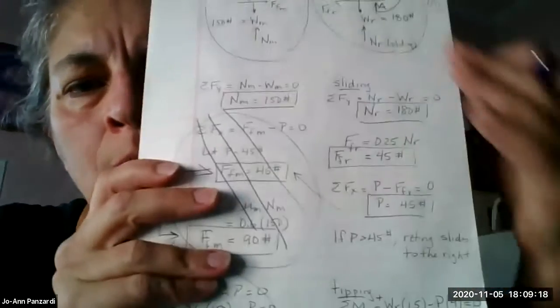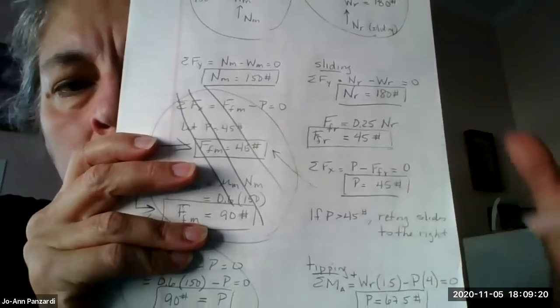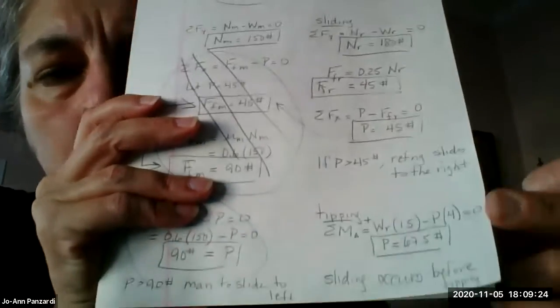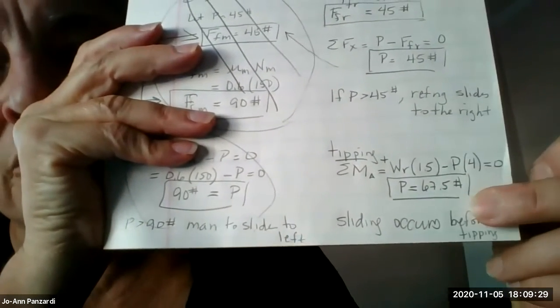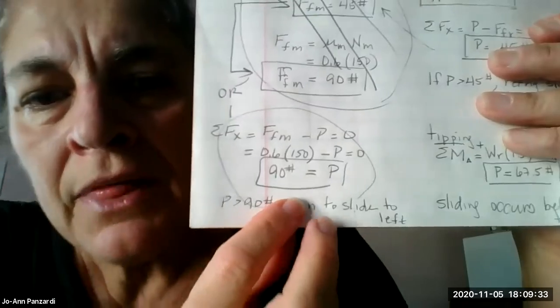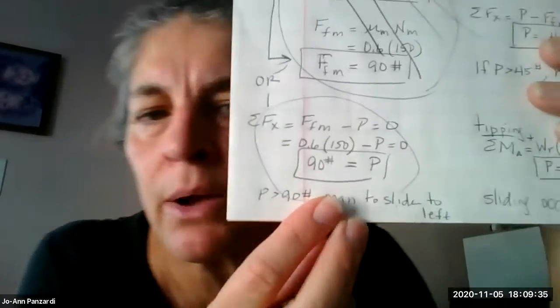I think this is a better way of doing it rather than having to compare two numbers, because in this problem, we were already calculating P. We calculated a P of 45 to make the refrigerator slide. We calculated a P of 67.5 for the refrigerator to tip. And then we had calculated a value of P that would cause the man to slide backwards.